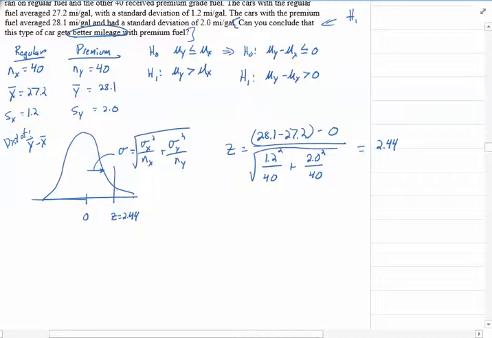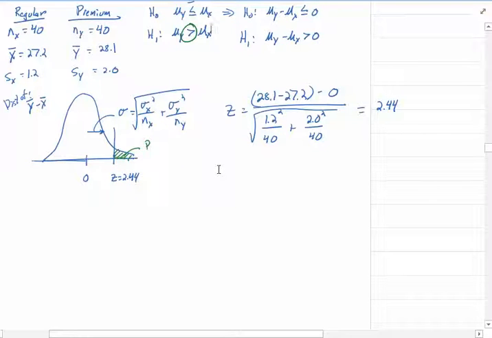and our p-value is, it's a one-sided test, right? So we're only looking at the area in the larger tail. We're not investigating at all if the premium is not as good. We're only asking, is the premium better? So we're only looking in the p-value above there. So the p-value ends up being 0.0073. Everyone get that?